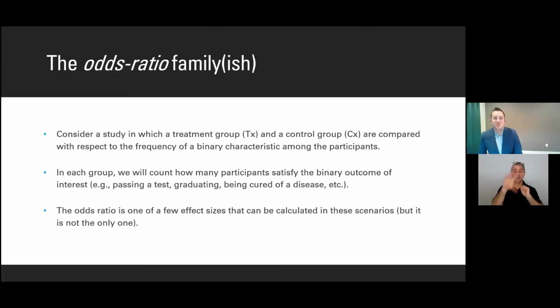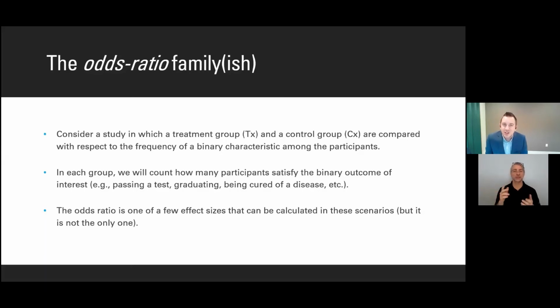So we'll keep moving on with the different effect sizes here, and we'll come to the odds ratio family, and it's ish because just like the past effect sizes, there's lots of different ways to think about the estimation of the odds ratio and its variance. But the common factor among all the different types of effect sizes you'd estimate is that the outcome of interest here is a binary variable. So either you graduate or you don't, or you pass a test or you don't, or you get arrested or you don't.